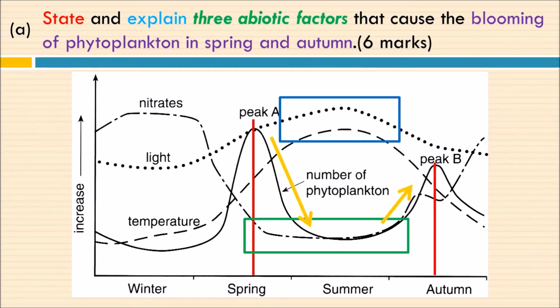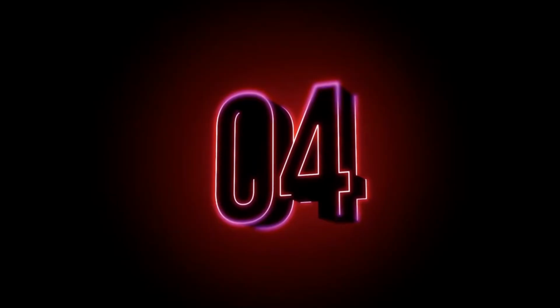Meanwhile, we can apply the concept of time lagging for the decomposition of dead bodies as the phytoplankton die in the late spring to early summer. Then the dead bodies of the phytoplankton will be decomposed by the bacteria into nitrates, which are inorganic materials. This takes time for the concentration of nitrate to increase in early autumn, and this increase promotes the growth of the phytoplankton population to the peak B.